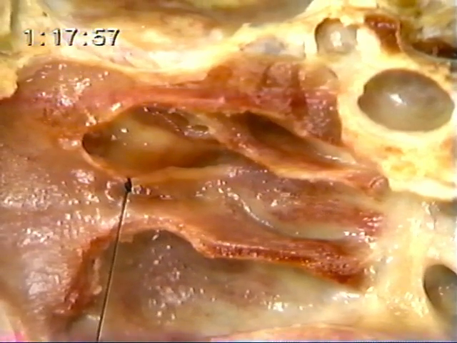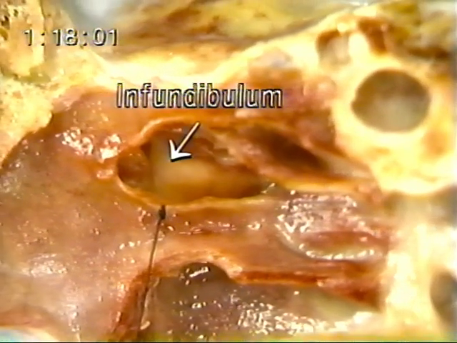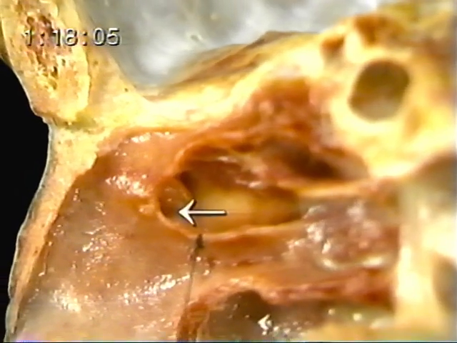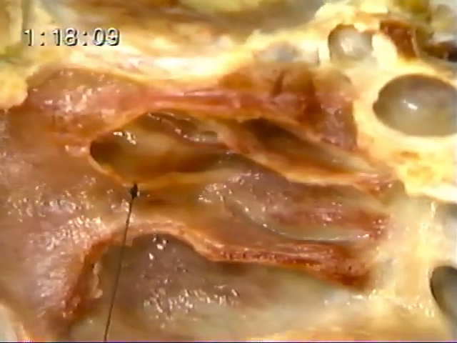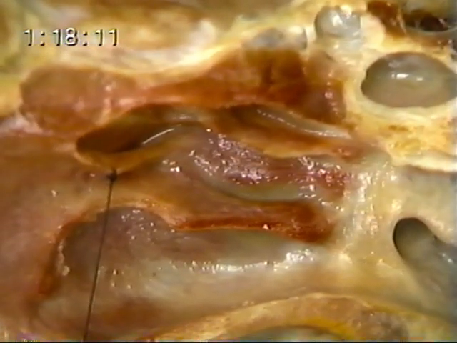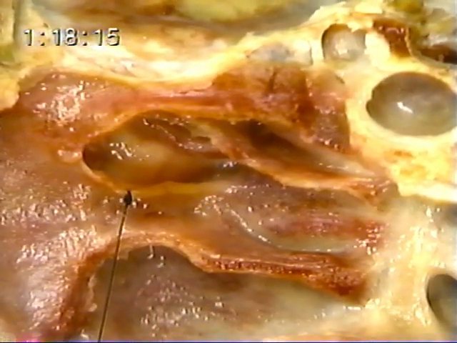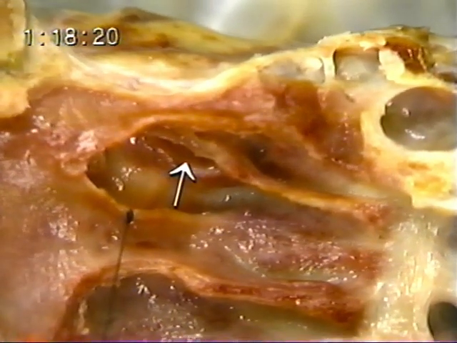The semilunar hiatus leads into a narrow, irregular side chamber called the infundibulum. The infundibulum receives the openings of the frontal sinus and the maxillary sinus. Sometimes the more anterior ethmoid air cells open into the infundibulum too. Sometimes, as in this case, they open separately, below the middle concha.